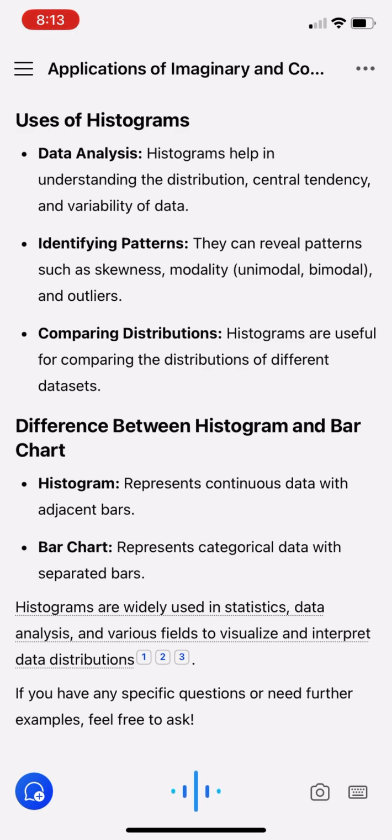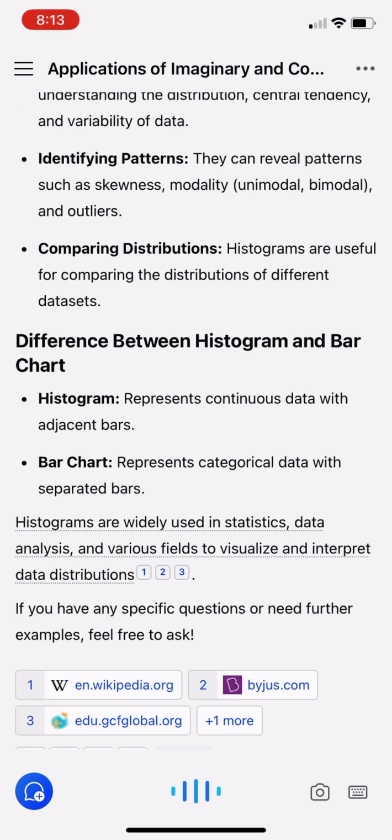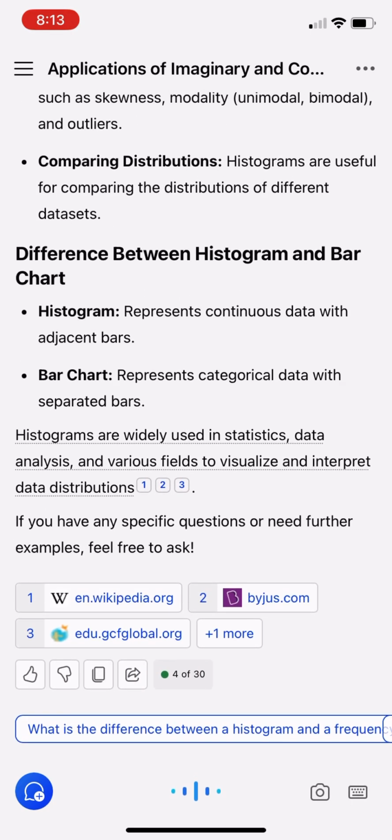Difference between histogram and bar chart. A histogram represents continuous data with adjacent bars. A bar chart represents categorical data with separated bars. Histograms are widely used in statistics, data analysis, and various fields to visualize and interpret data distributions. If you have any specific questions or need further examples, feel free to ask.